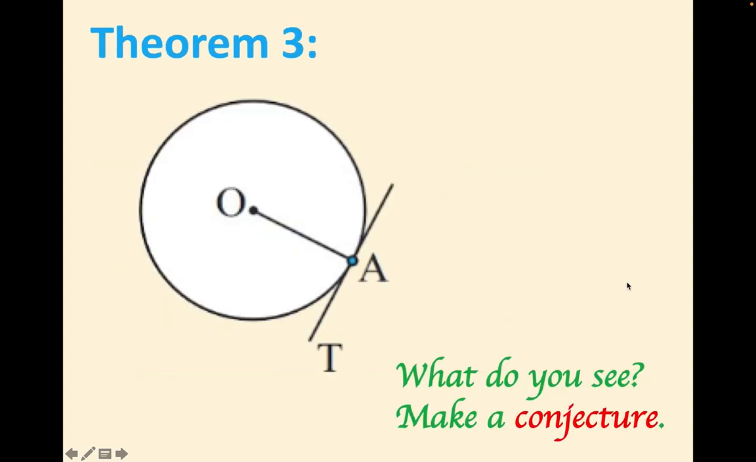Fantastic. Here's theorem 3. And as we've done before, I'm going to ask you first, look at the diagram and what do you see? And now I've added this statement, make a conjecture. A conjecture is kind of like a theory, an unproven theory, a theory based on observation. So what do you see here? What is your conjecture? What do you think we can prove here? What theorem can we pull out of this?